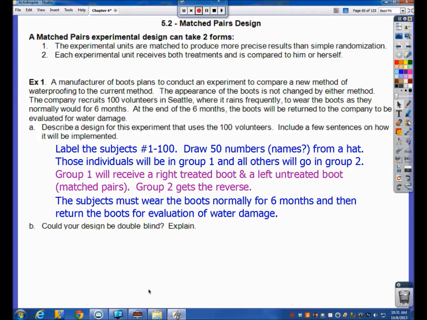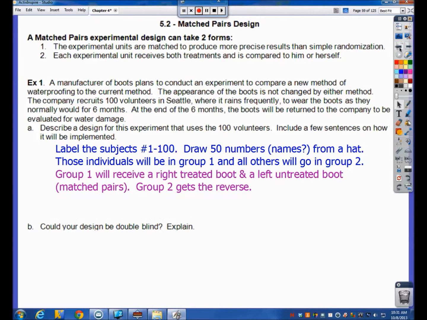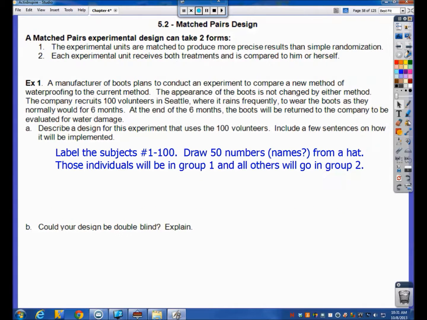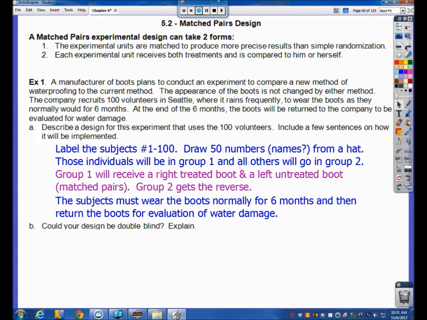Part B asks, could your design be double blind? And if you think back, double blind meant that neither the subjects nor the people who have contact with them know which treatment the subject received. So could our design, and really should our design, be double blind?